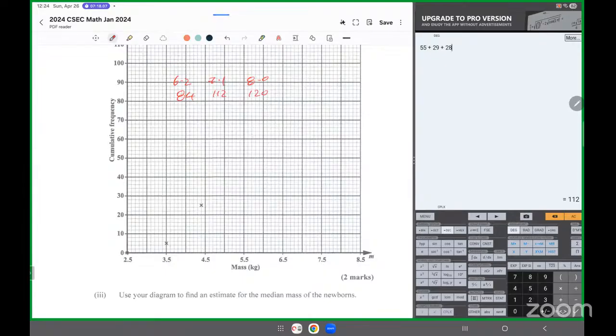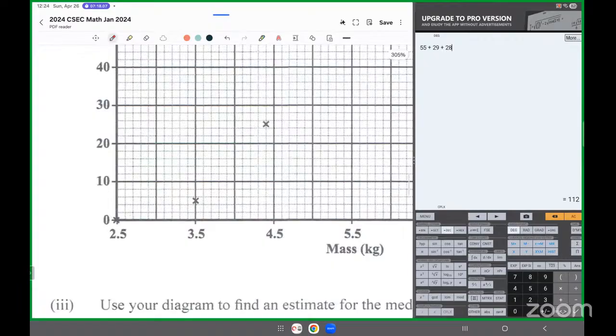So we want 6.2. Let's check the scale now, guys. This is 2.5 and this is 3.5, so it goes 2.6, 2.7, 2.8, 2.9, 3, 3.1, 3.2, 3.3, 3.4, 3.5. Each of these lines is 0.1, so make a note of that horizontally. Vertically, each of these lines is 2: 2, 4, 6, 8, 10. Make a note of it.